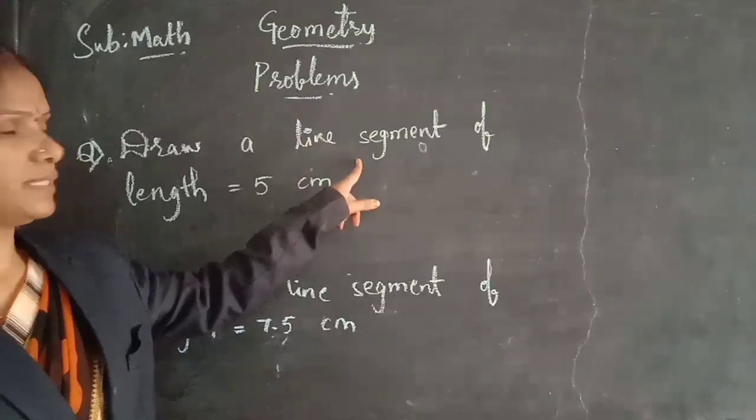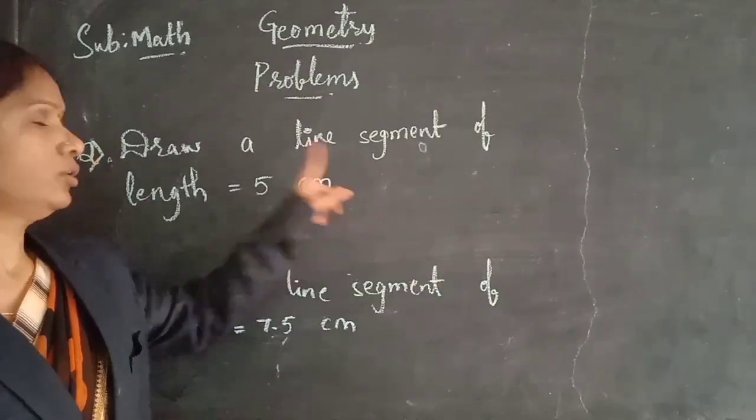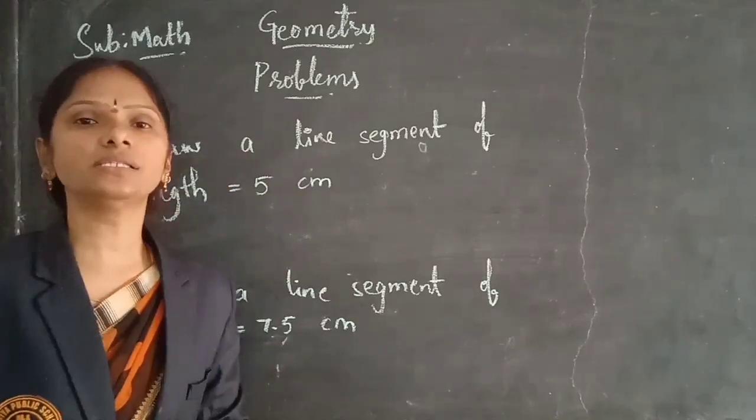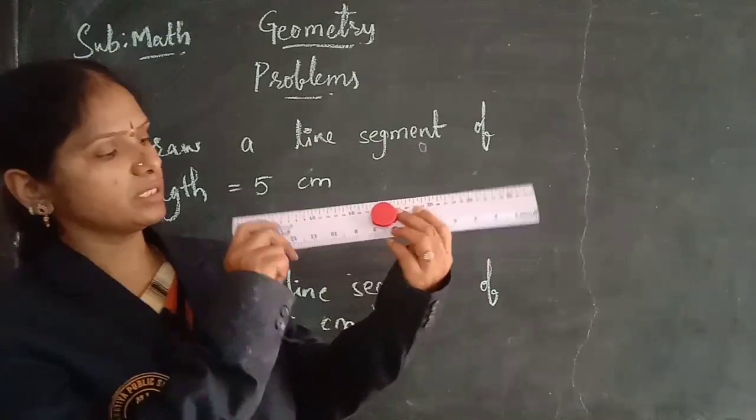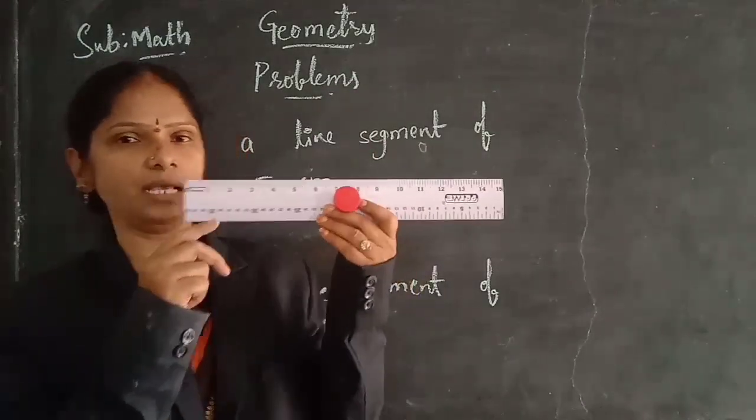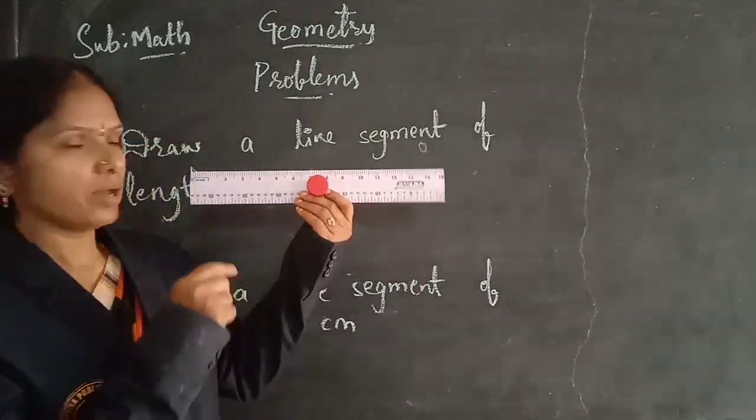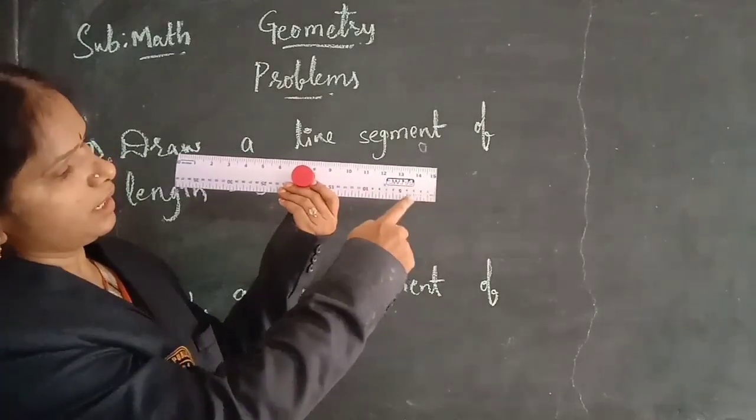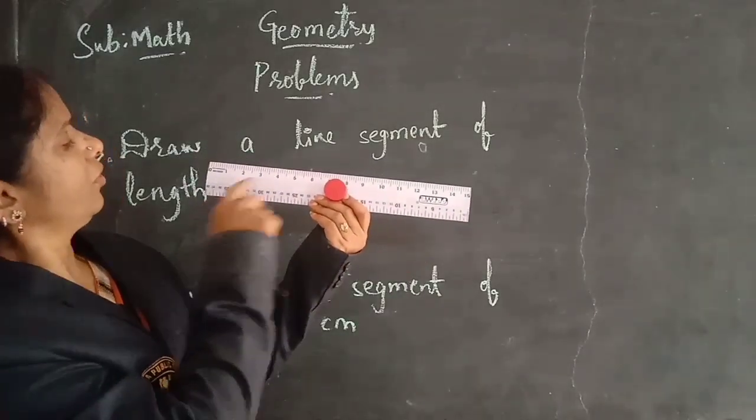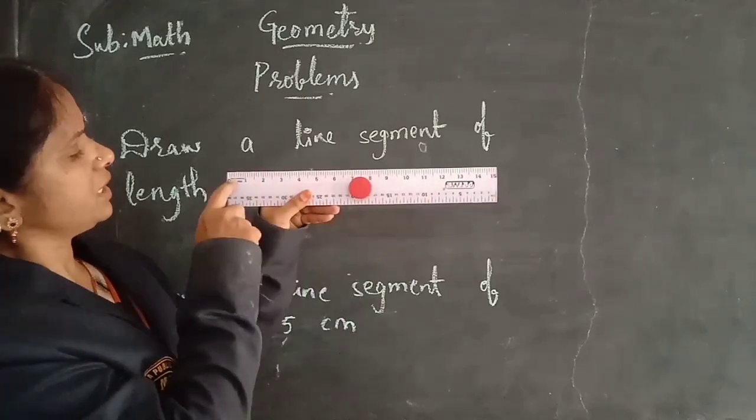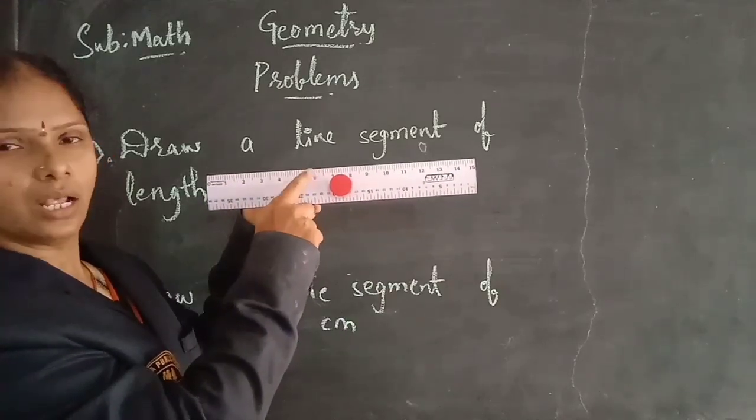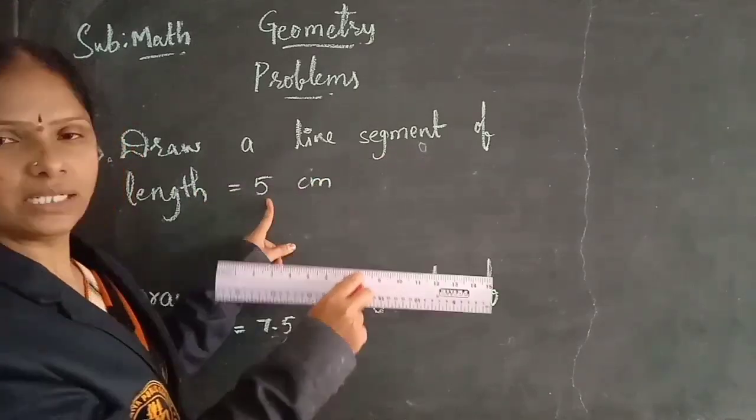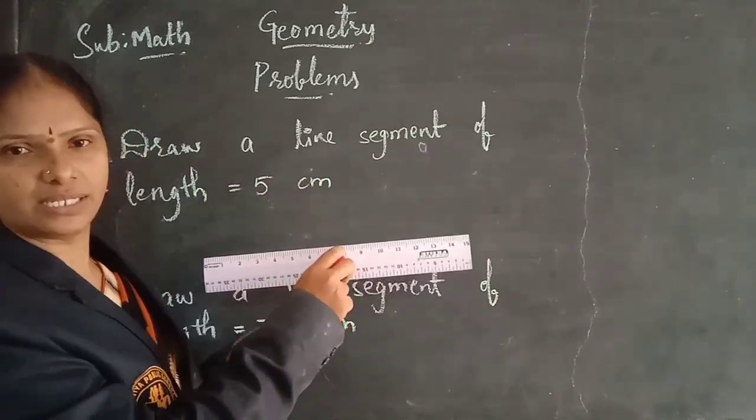Children, line segments we need to draw here. To draw a line segment, we are using a scale or ruler. Here you can see the scale, children. This is a scale. On this scale you can see the numbers here and down. These are the centimeters, children. Now we are using these numbers to draw a line segment of length 5 centimeters.